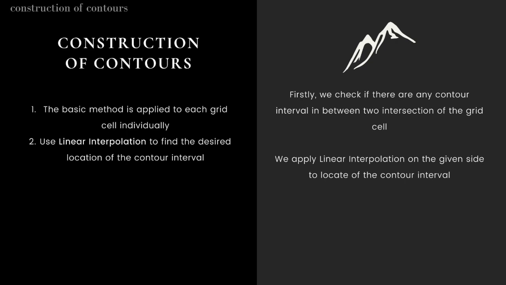The basic method of constructing contours is applied to each grid cell. We use linear interpolation to find the location of the contour interval. So first of all, we check all four sides of a grid cell to see if there is any contour interval between the two intersections of the grid cell. After that, we apply linear interpolation to all sides with an interval to locate the contour interval.